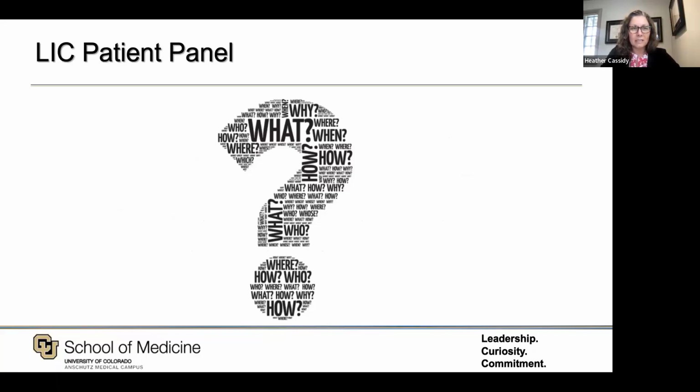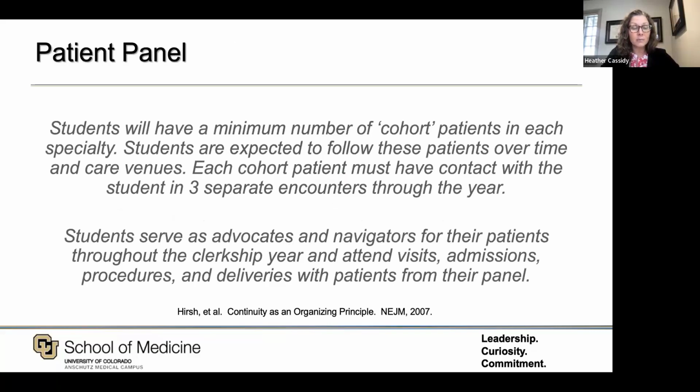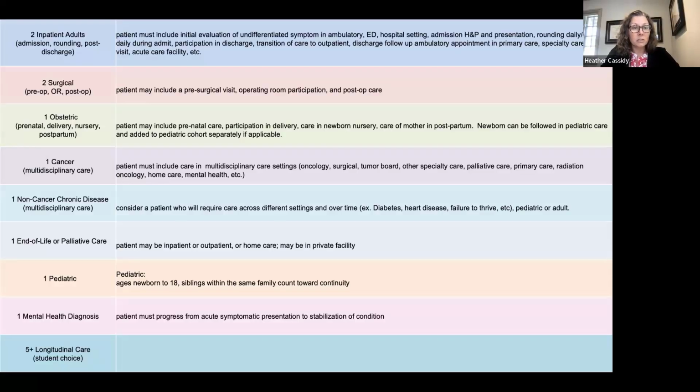So what is the LIC Patient Panel? These are actually the expectations that we share with our students at CU, so that the students will have a minimum number of cohort patients in each specialty, and they're expected to follow these patients over time and across care venues. And we think of a longitudinal contact as at least 3 separate encounters across the arc of the year. We envision that the students are serving as advocates and navigators for their patients throughout the clerkship year by attending visits, admissions, procedures, a delivery with patients from their panel. And this is what their expectations look like.